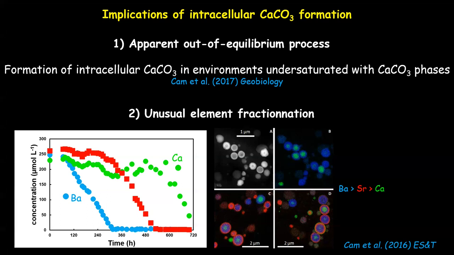If you precipitate a carbonate under abiotic conditions, the amount of calcium, strontium, and barium you have in the carbonate is about the same as what you have in the solution. Here, you may have a lot of barium, even if you have very little barium in the solution.